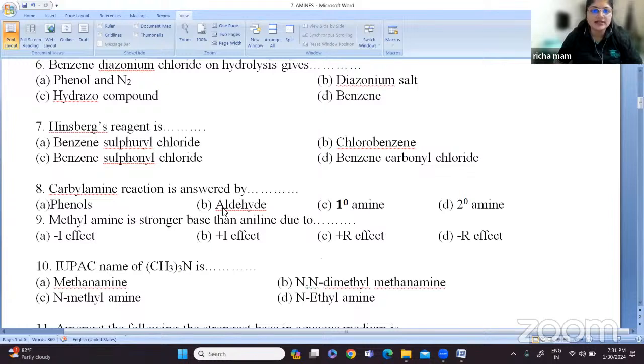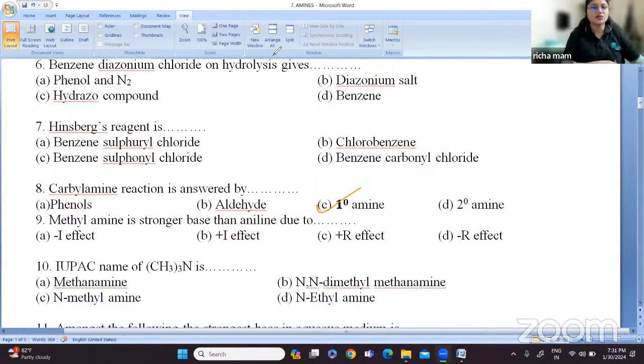Carbylamine reaction is answered by phenols, aldehydes, primary amines, secondary amines. Priyanka has answered it as B. Vedvati has answered it as C. Carbylamine reaction is answered by primary amines. Vinushri has also answered it as C. Yes, the answer is C. It is answered by primary amines.